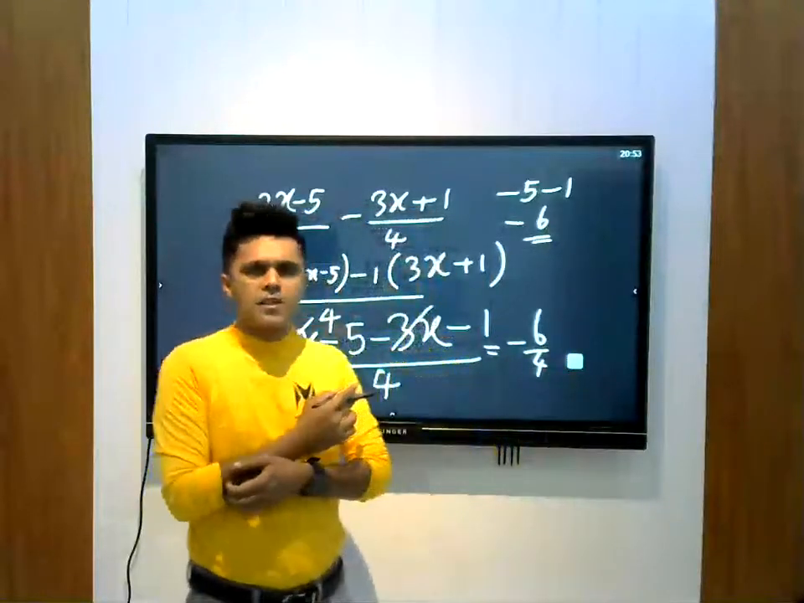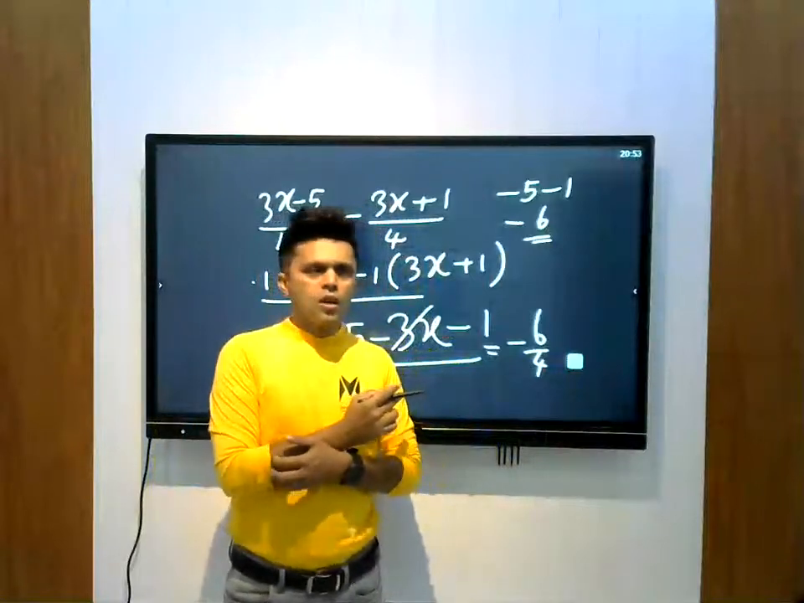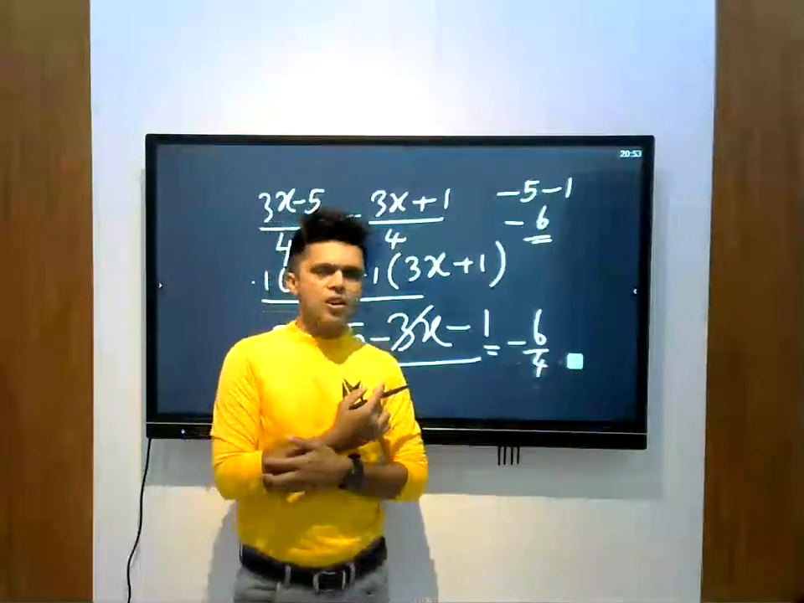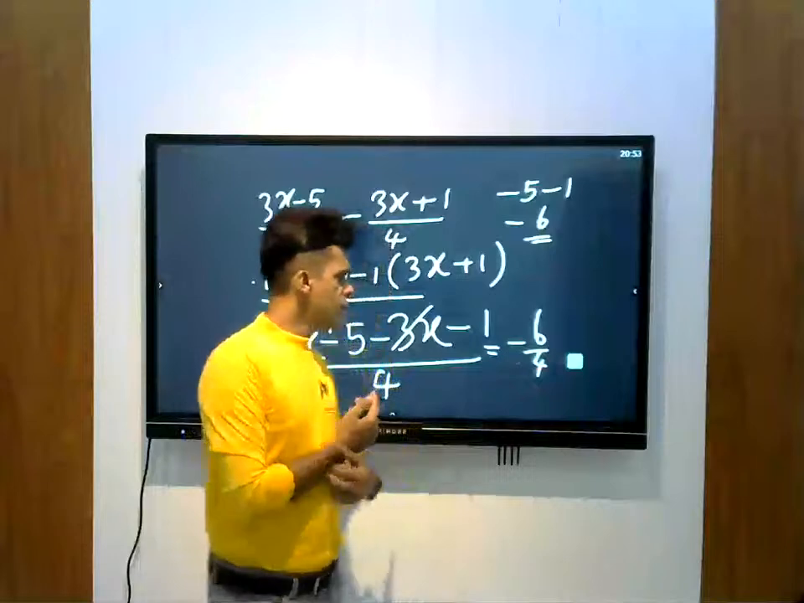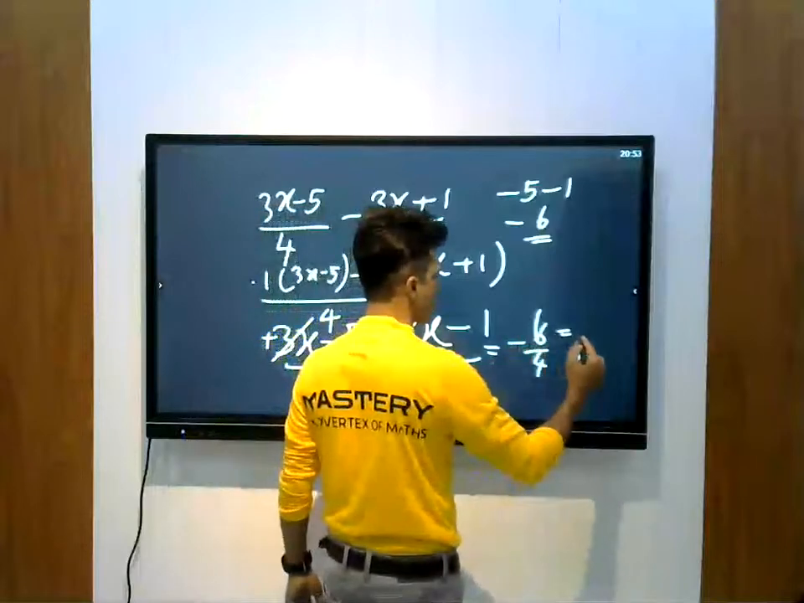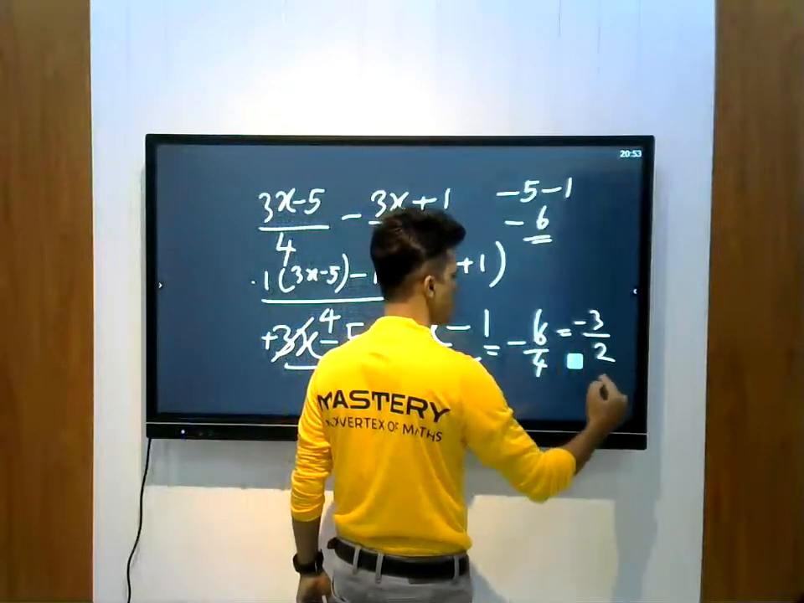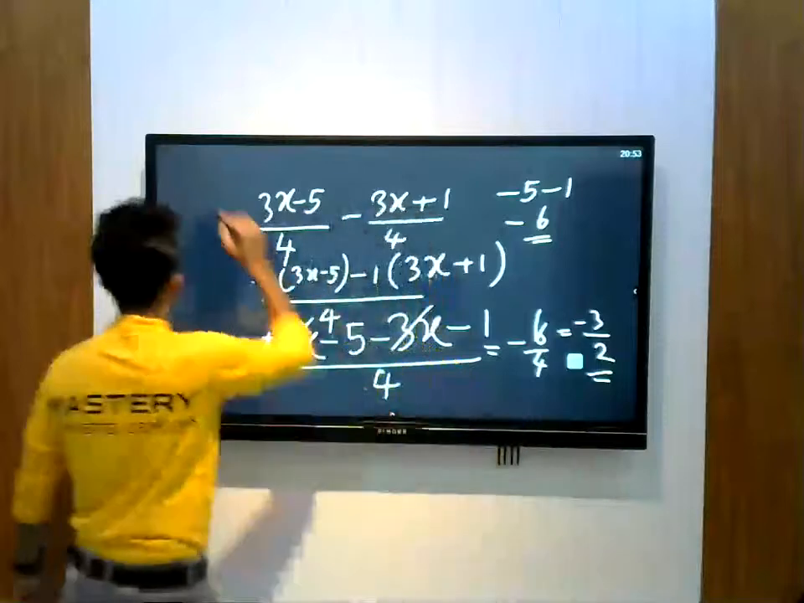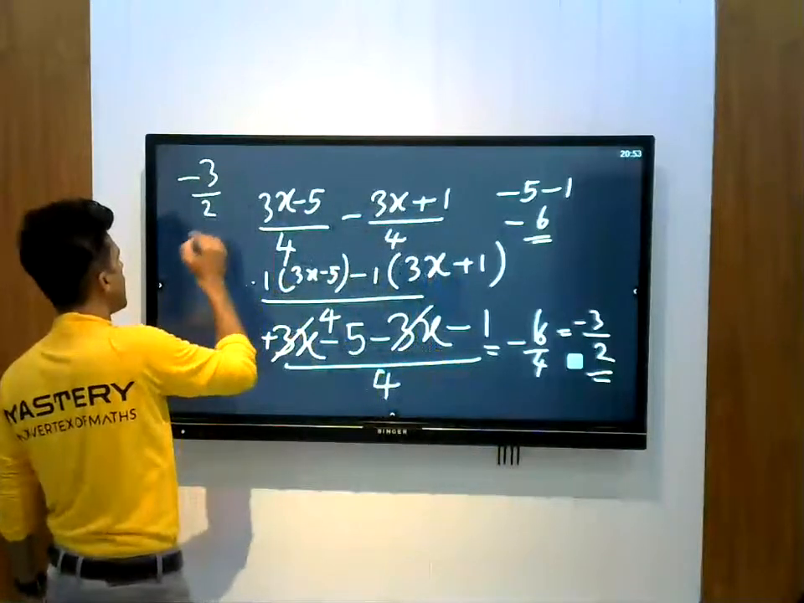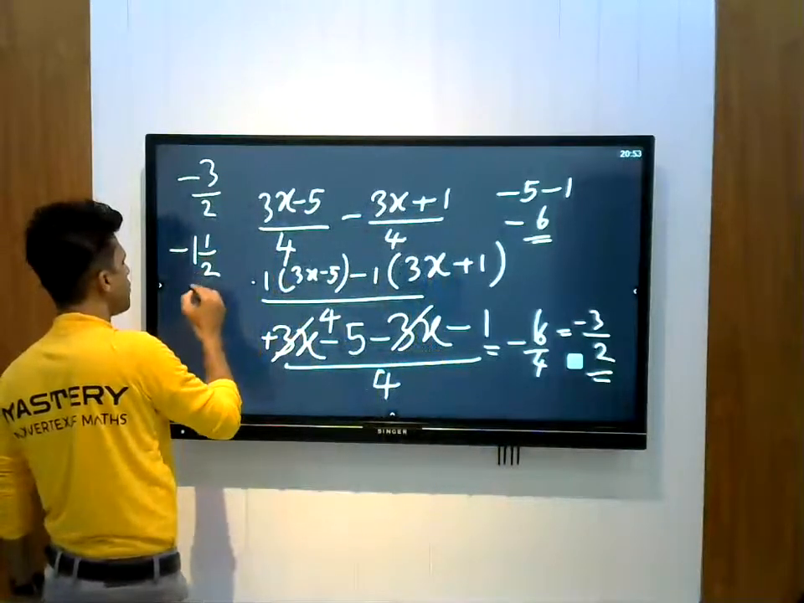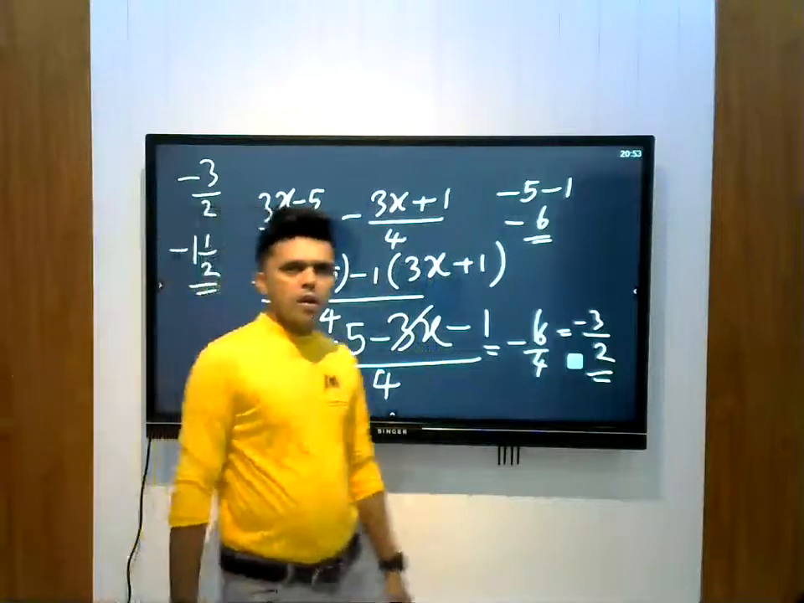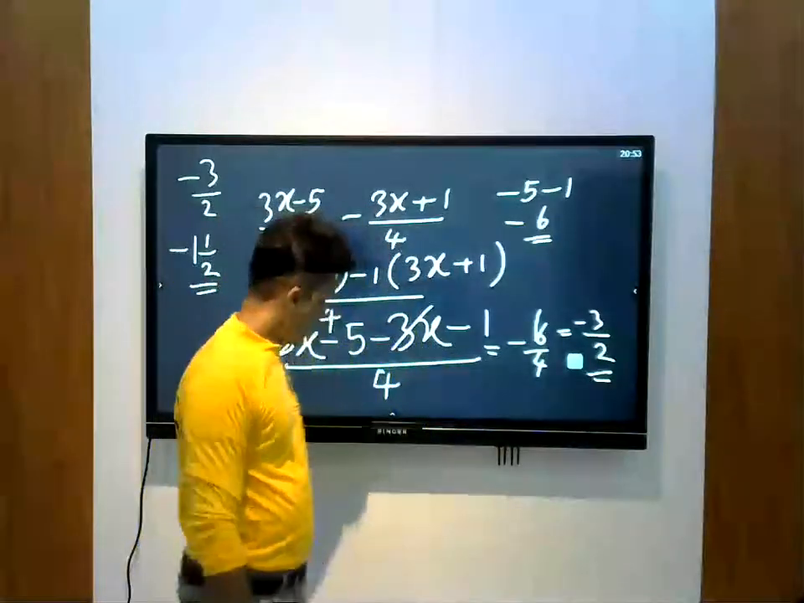This fraction can be simplified more. You know, 6 is a multiple of 2. 4 is a multiple of 2. So 3 over 2 is the answer. Minus 3 over 2, again you could simplify as minus 1 and a half. Okay.